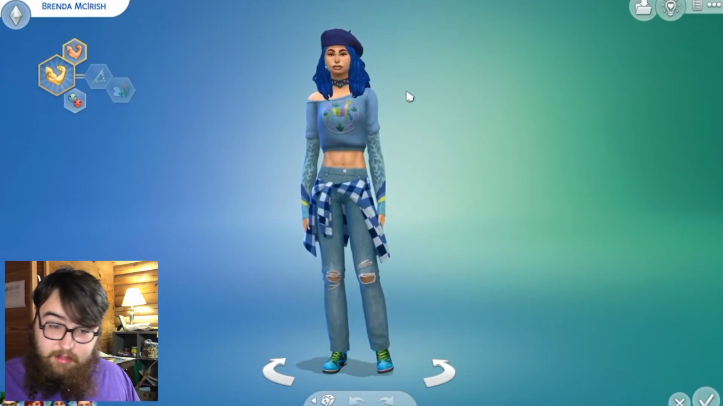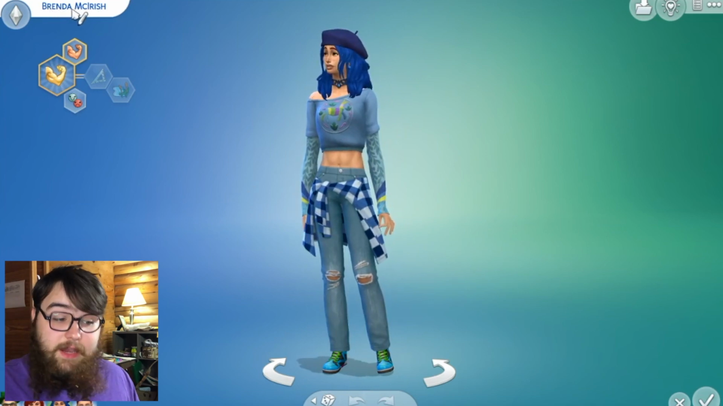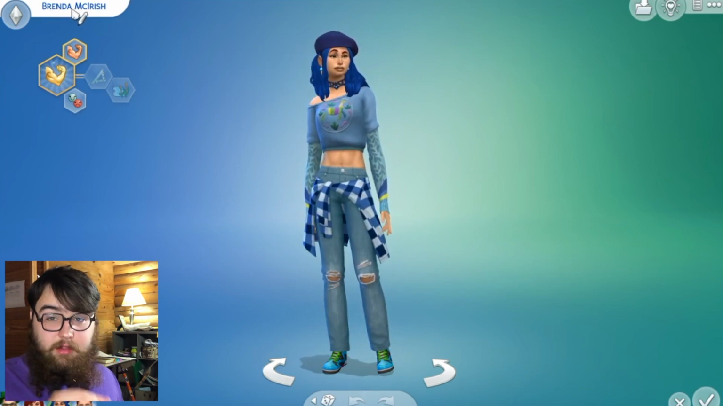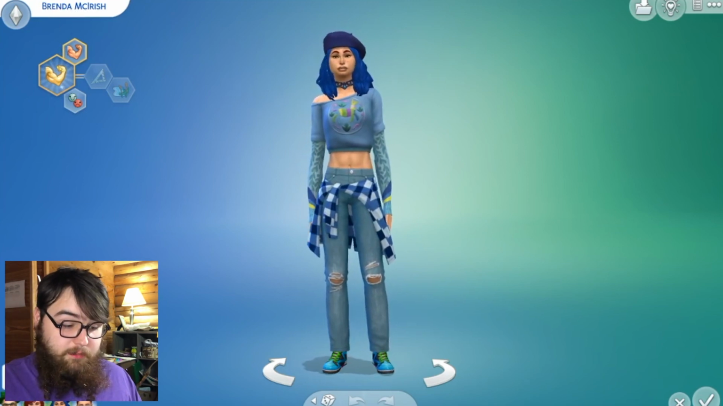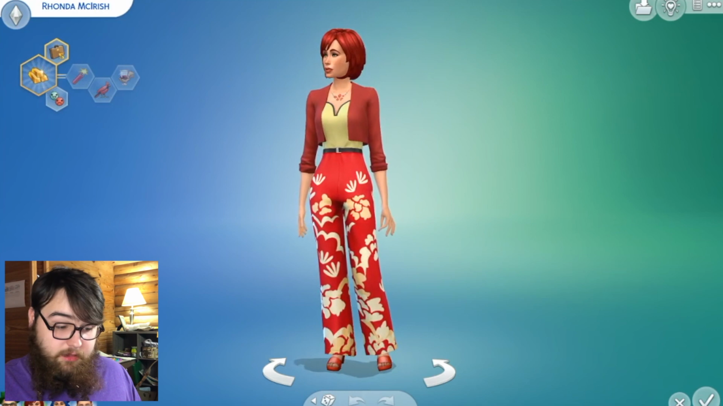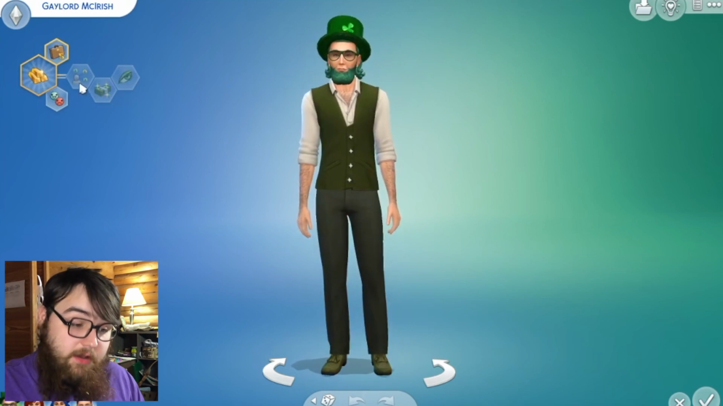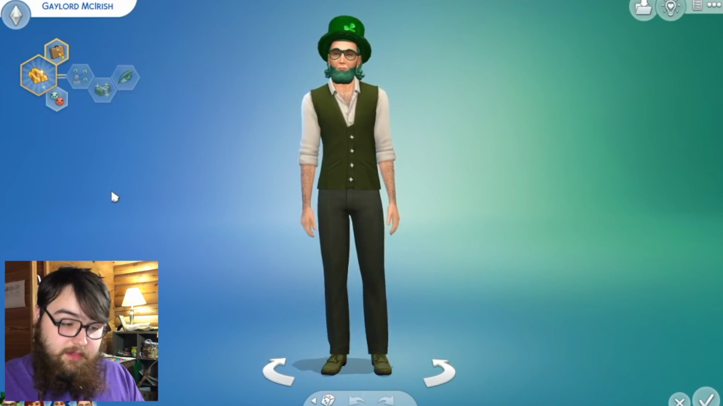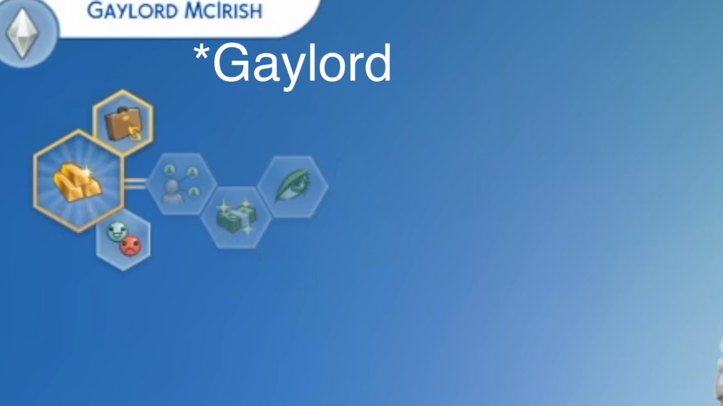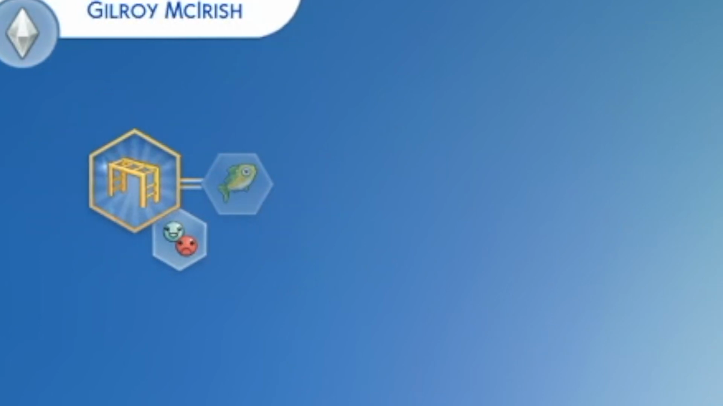But the color assignments do not just go with their clothes, but also their name has to start with the first letter of the name of their color. So Brenda is blue, so she has a B name. Rhonda is red, so she has an R name. And Gaylord and Gilroy both have G names because they're green. And all their traits have to also have at least a little bit of their color in the symbol. So Gaylord's is all green, Rhonda's is all red, Brenda's is all blue, and Gilroy is green.